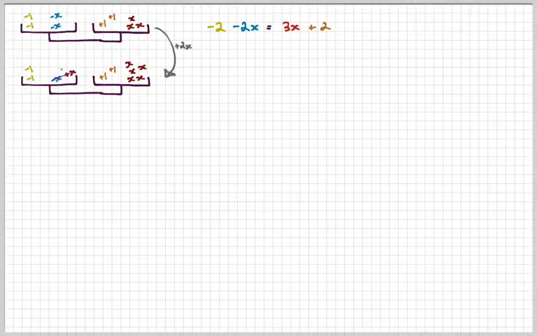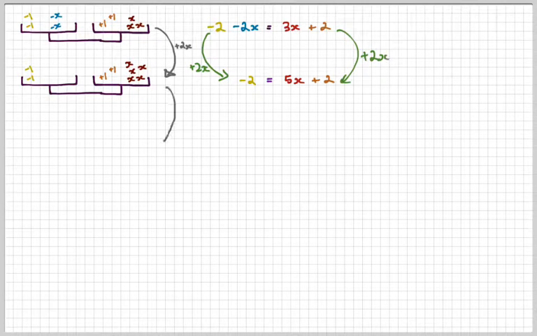We could write this in algebra. So if we add the 2 x's, we get rid of that minus 2x, so we get minus 2 is the same as 5x plus 2. So what did I do? Well, I added 2x. These arrows signal to the reader the operation you just did.